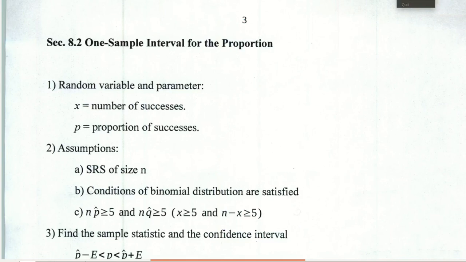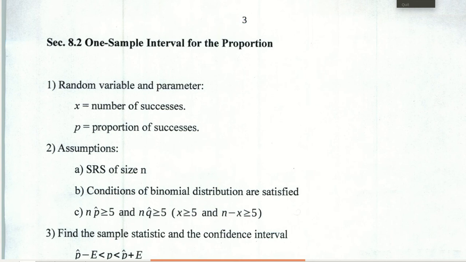Okay, welcome to 8.2. For the same reasons as in Chapter 7, we're going to talk about proportions first, and of course that's because we can use z. So all of our intuition about the normal distribution comes into play. The first thing we need to declare is our random variable, that is the number of successes, and p, that is the proportion of successes.